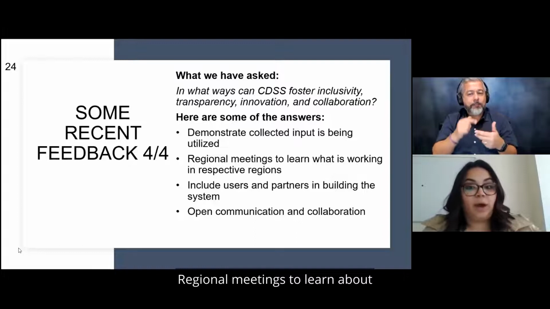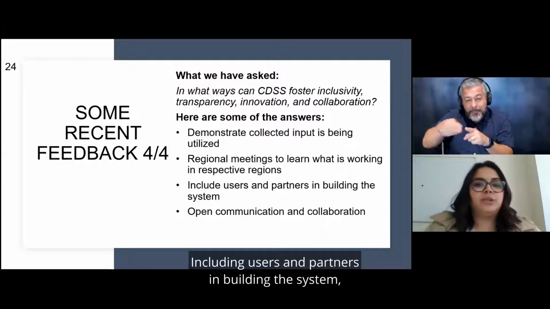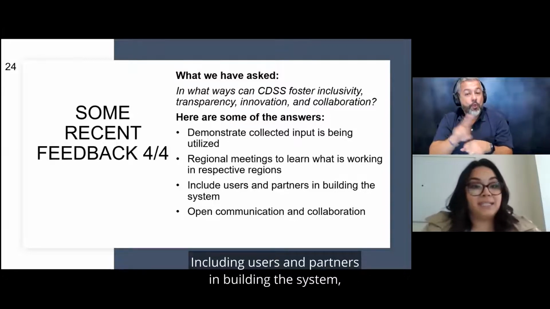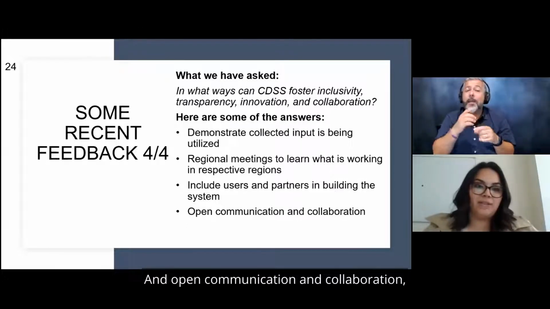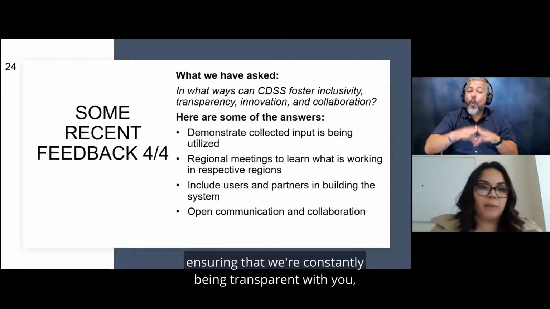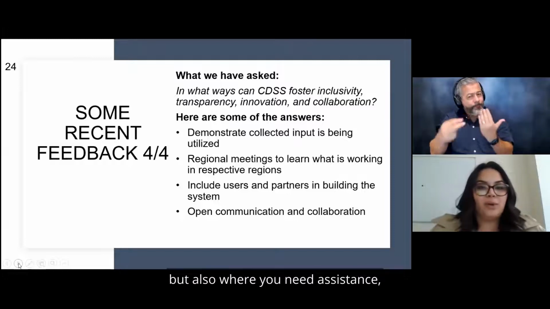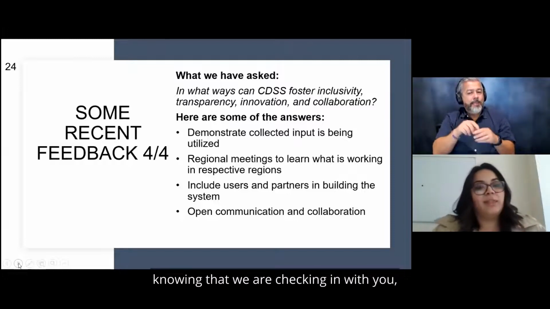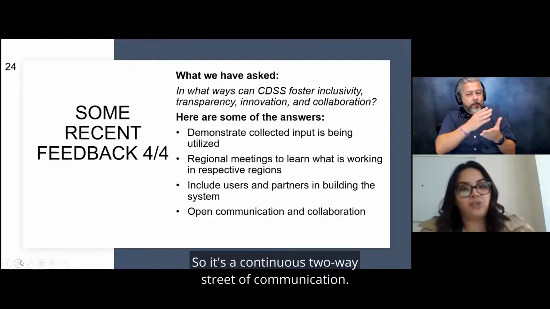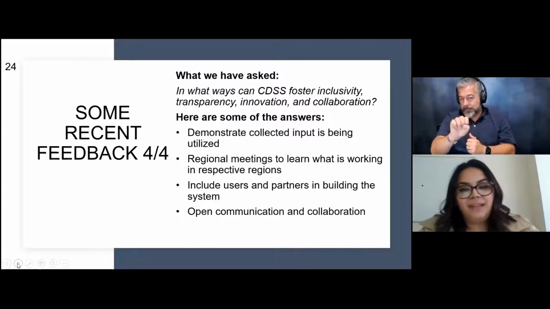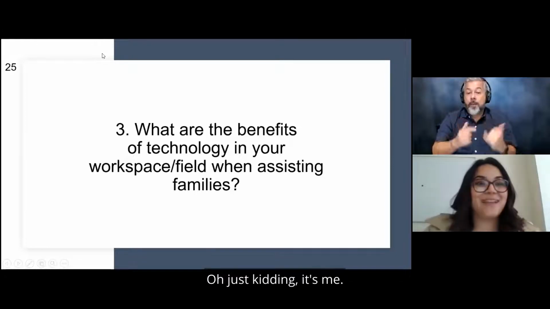Regional meetings to learn about what is working in respective regions, including users and partners in building the system or building the collaboration, and open communication and collaboration, ensuring that we're constantly being transparent with you, that you're very aware about where we're at in the stages, but also where you need assistance, knowing that we are checking in with you, we know your status. So it's a continuous two-way street of communication. So with that, I'll pass it back to Brandon. Oh, just kidding, it's me.